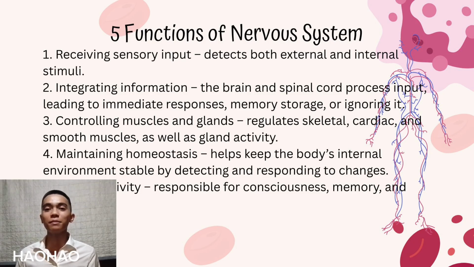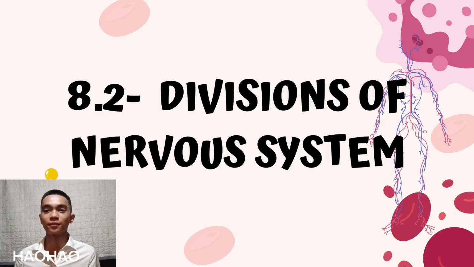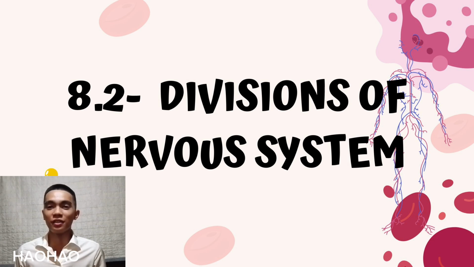Third, controlling muscles and glands. It is the ability to regulate skeletal, cardiac, and smooth muscles as well as gland activity. Fourth one, maintaining homeostasis. It helps keep the body's internal environment stable by detecting and responding to changes. And the last function of the nervous system is mental activity, responsible for consciousness, memory, and thinking. And now, let's proceed to the 2 divisions of the nervous system.